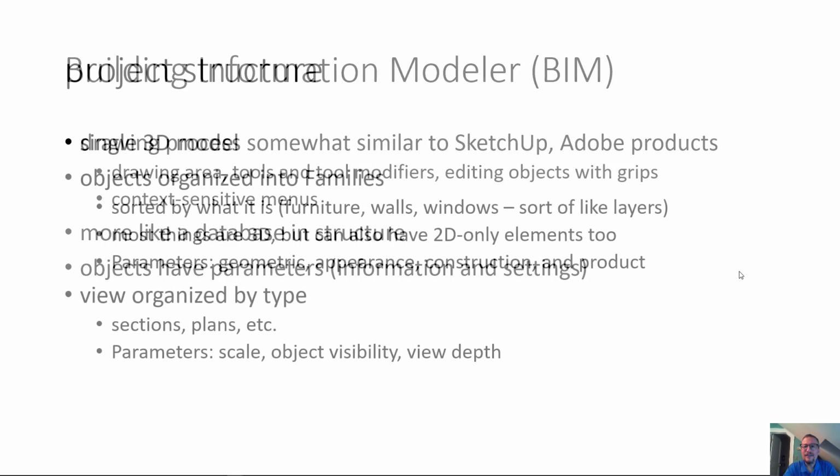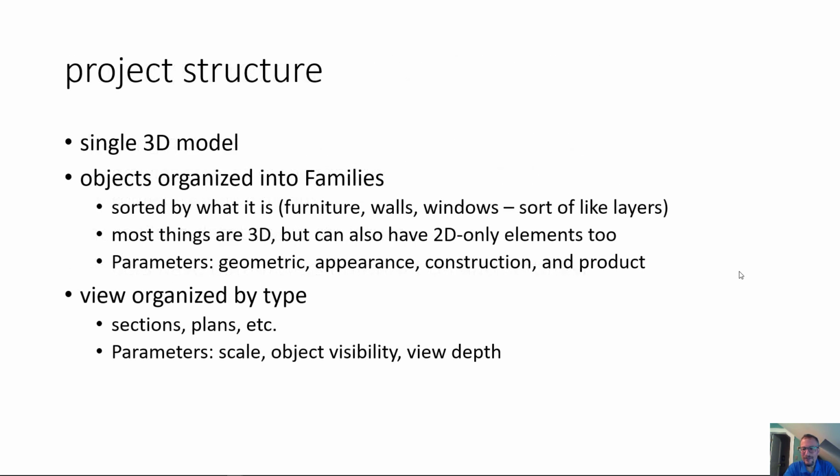You can have things like the model information and product manufacturer of the stove that you're using in the kitchen or the flooring. You can have images attached to the materials. I mean, it's really quite sophisticated.